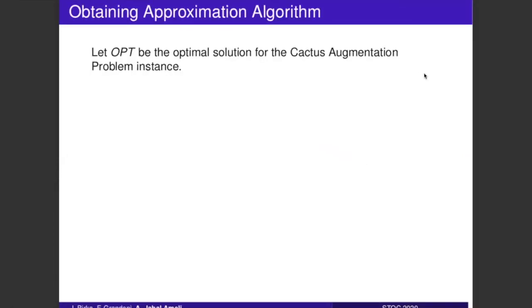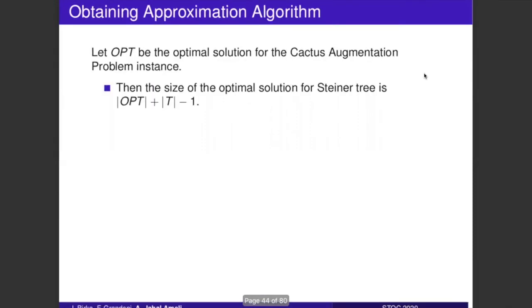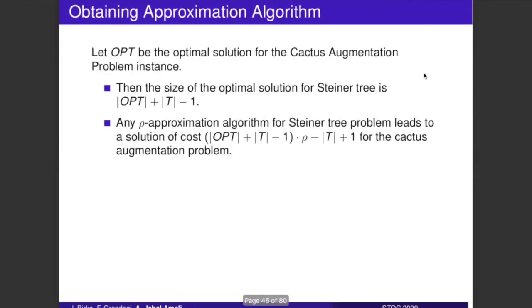Now we have all the ingredients needed to propose a warm-up algorithm for the cactus augmentation problem. Consider opt to be the optimal solution for the cactus augmentation problem instance. Now using the reduction, we can get a solution for the Steiner tree problem of this size.